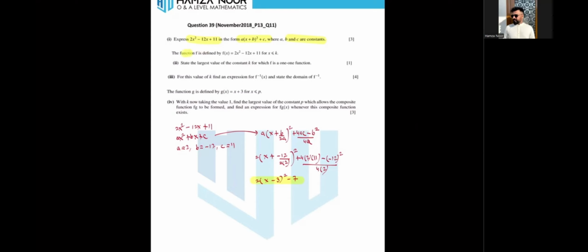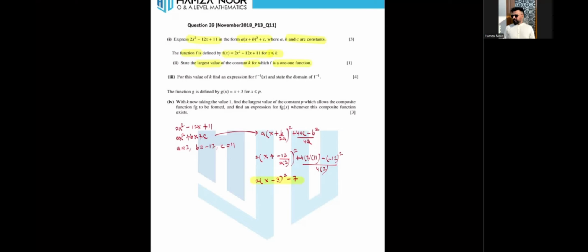First, we have some information that function f is defined by f(x) = 2x² − 12x + 11 for the domain x ≤ k. The requirement of part 2 is to state the largest value of the constant k for which f is a one-to-one function. Okay, so the completing the square form we have achieved.